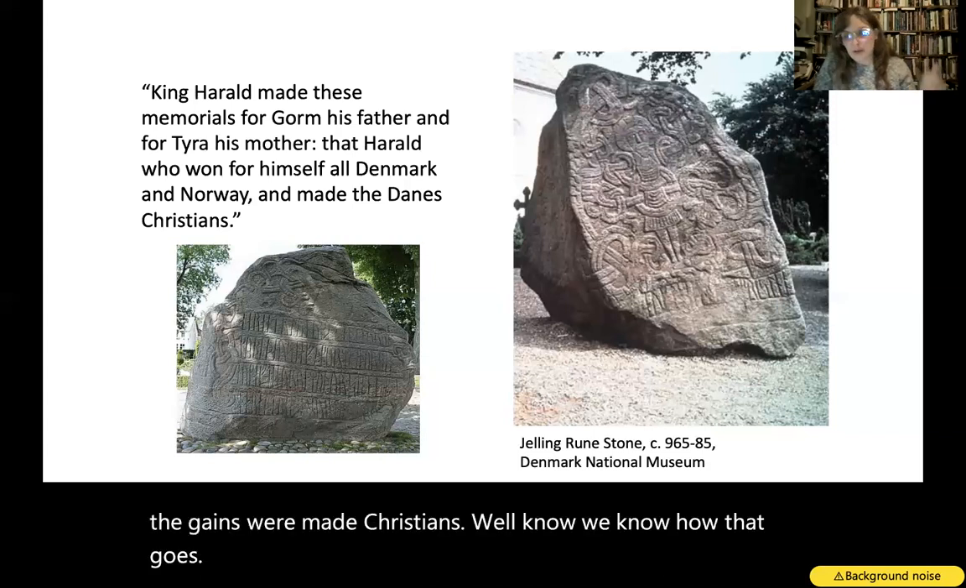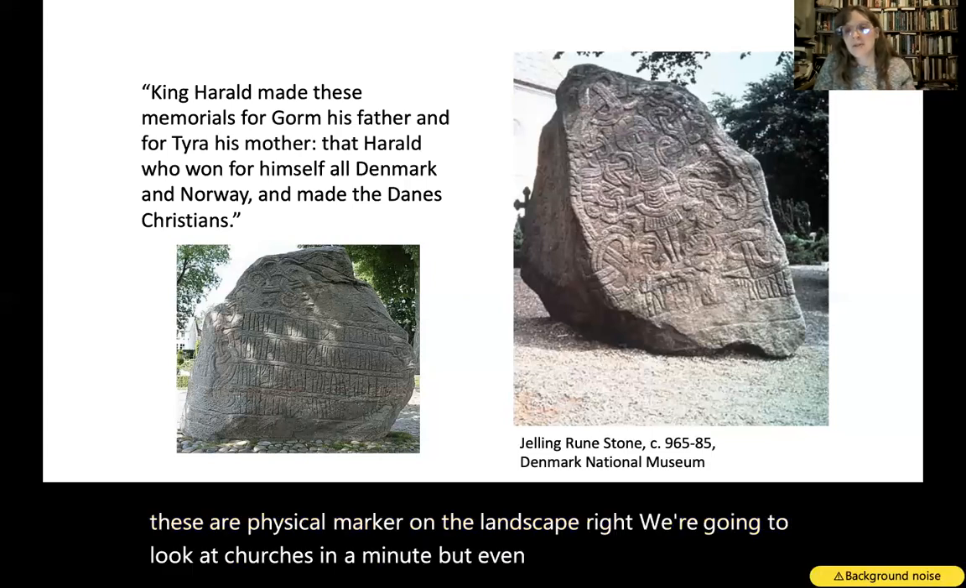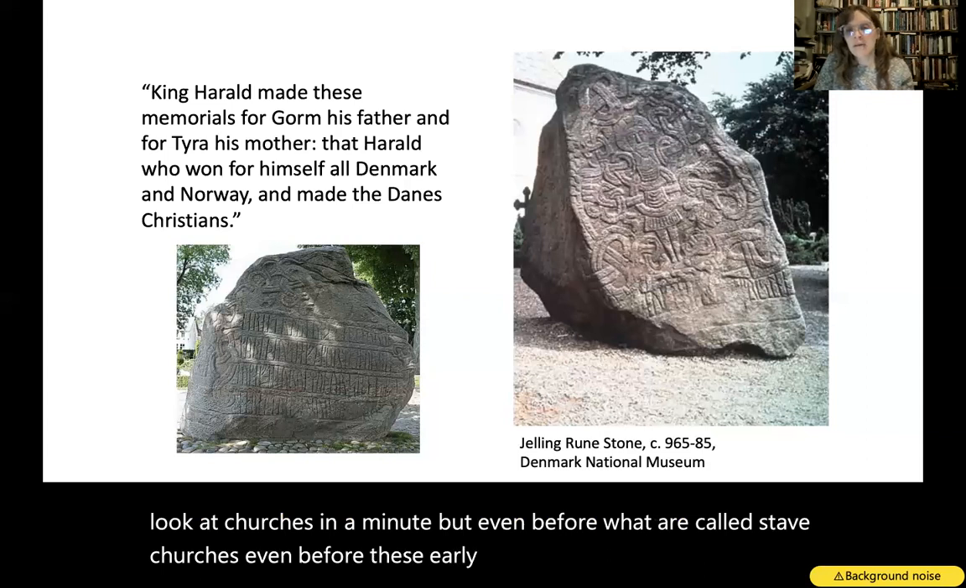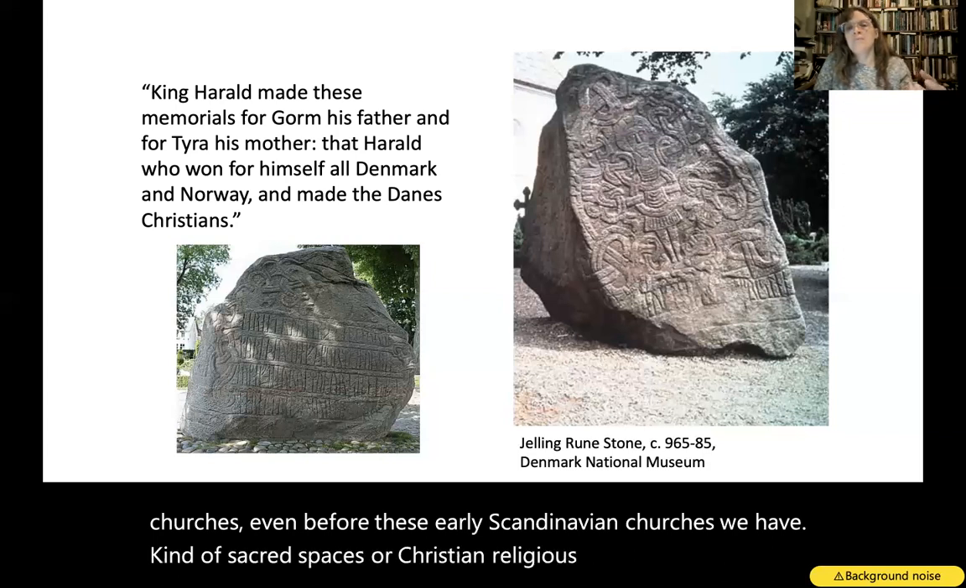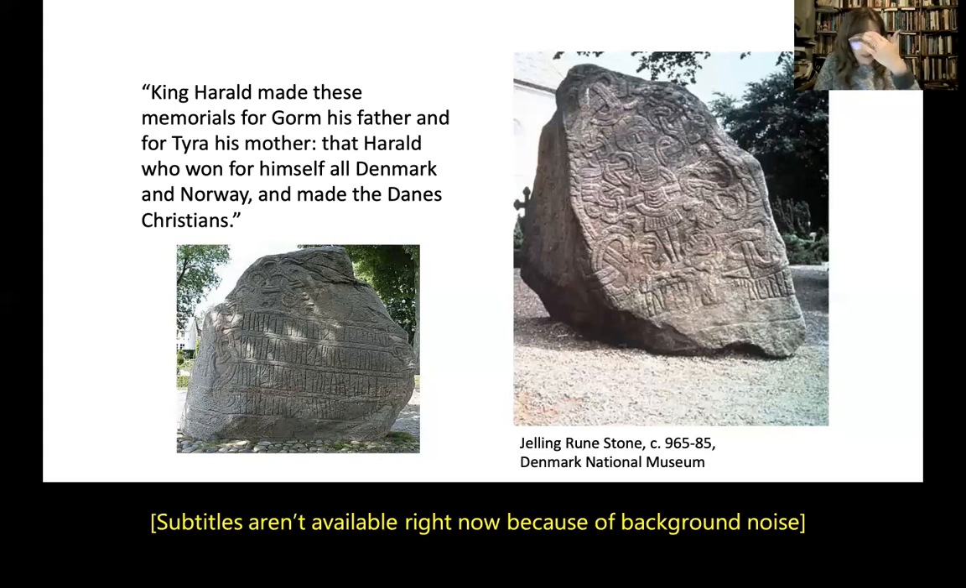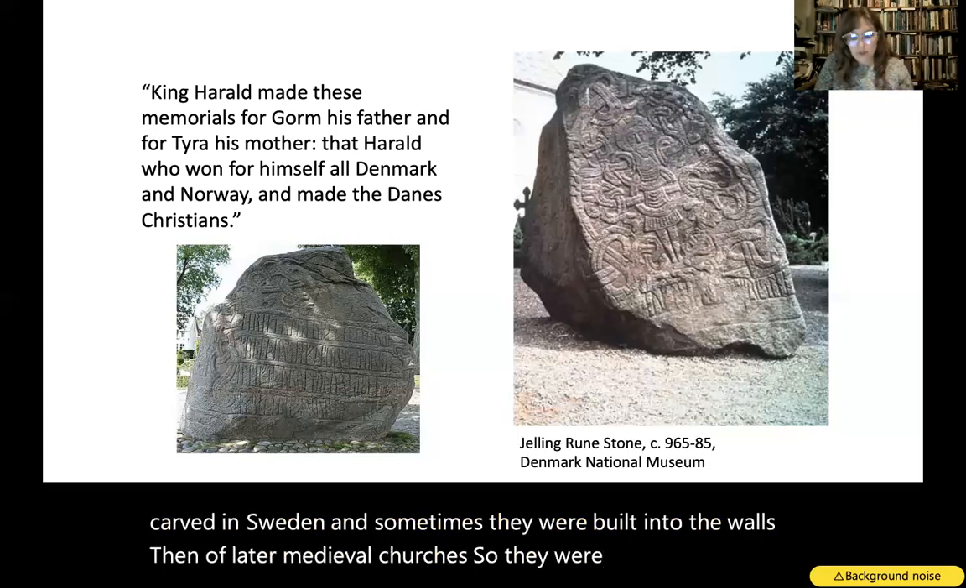Runestones often appear in cemeteries. I show these just to say these are some early physical markers that we have of Christianity in Scandinavia and that syncretism. But these are also a physical marker on the landscape, right? We're going to look at churches in a minute, but even before what are called stave churches, even before these early Scandinavian churches, we have sacred spaces or Christian religious markers being left in the landscape. In the 11th century, there were more than 1,000 runestones carved in Sweden. Sometimes they were built into the walls of later medieval churches, so they were incorporated into those churches.